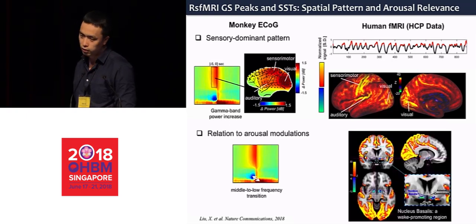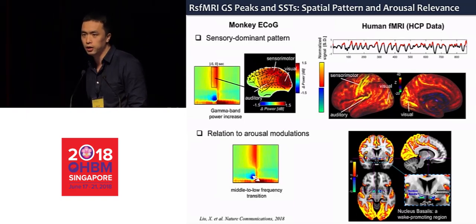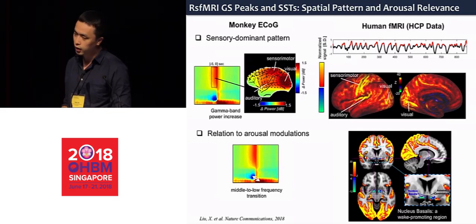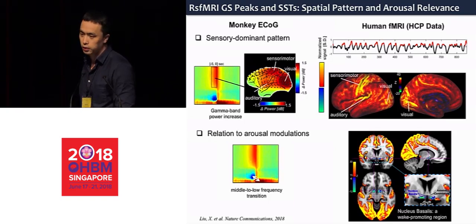Also, based on the SST, we see a middle to low frequency spectral transition, which indicates an arousal drop. And if we take a close look at this global CAP, we actually found those subcortical wake-promoting regions. Even though almost everywhere the signal goes up, this specific region actually shows a deactivation.